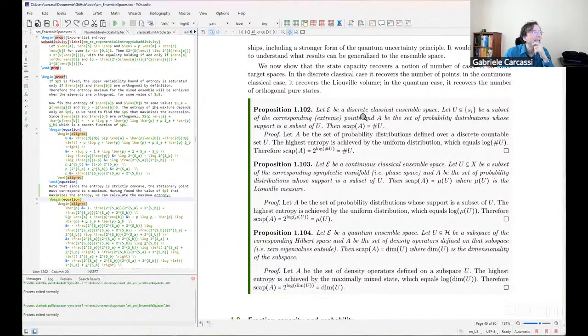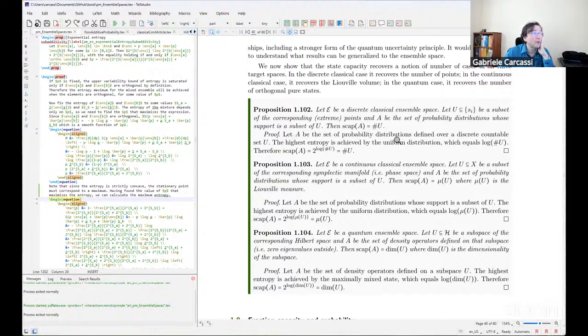So let E be a discrete classical ensemble space, and let U be the subset of the corresponding extreme points, the points on which you are creating the probability distribution, and A be the set of probability distributions whose support is a subset of U. So we're basically taking special sets, and these special sets are just the subspaces of the space. Then the state capacity of A is just the number of elements in U. And again, the proof is simple.